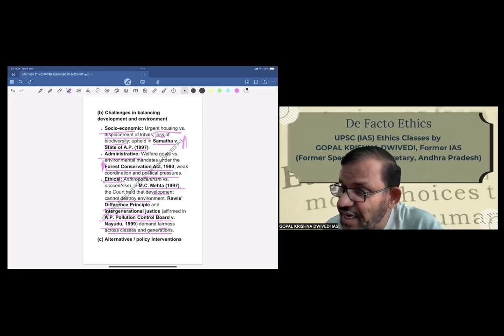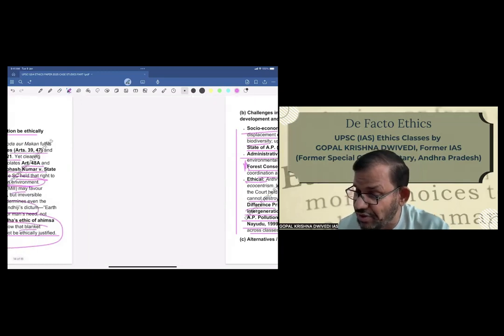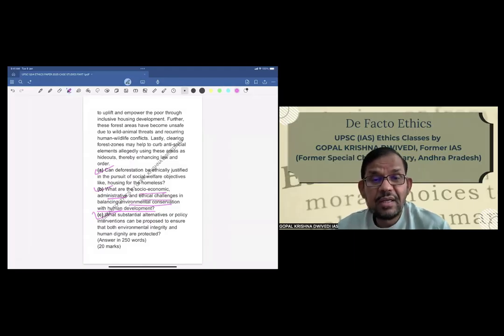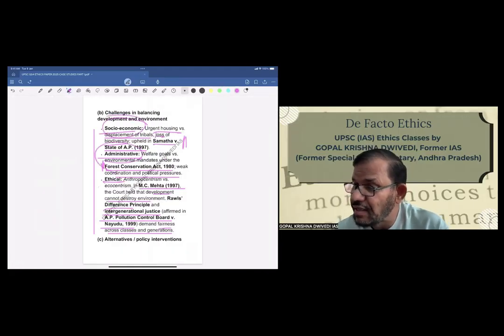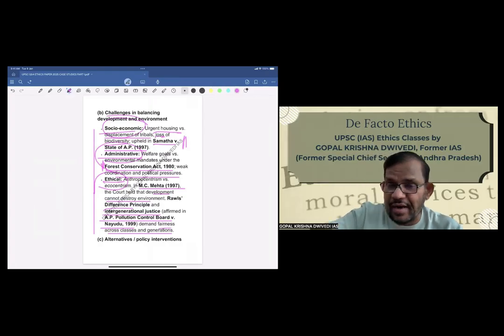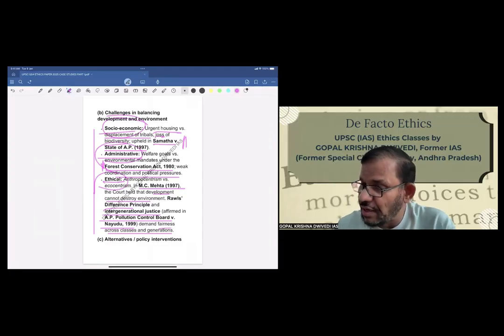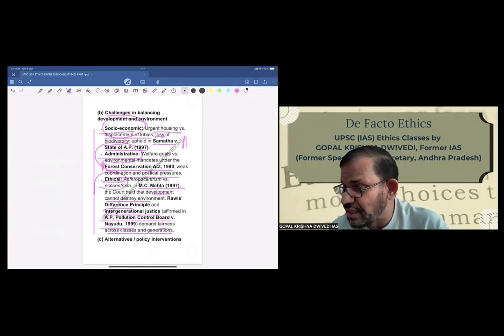So these are the various challenges as far as balancing development and environment is concerned. I will again read the question to make it very clear: what are the socio-economic, administrative, and ethical challenges? So three kinds of challenges have been asked in balancing environment conservation and human development. Accordingly, the answer is first socio-economic, then administrative, and then ethical. While answering it, relevant provisions have been quoted, cases, acts, constitutional provisions, and also Supreme Court cases have been quoted.